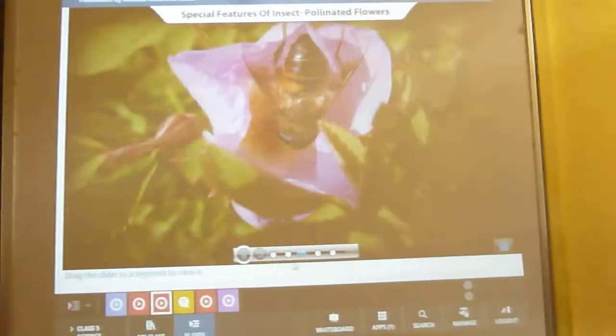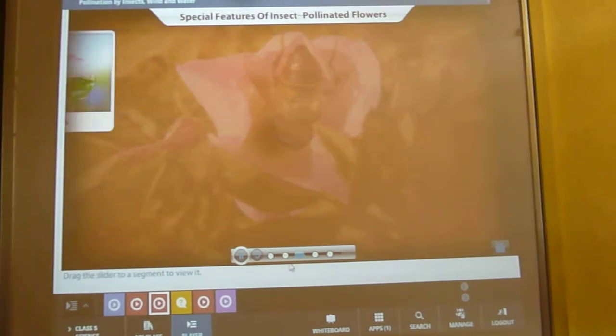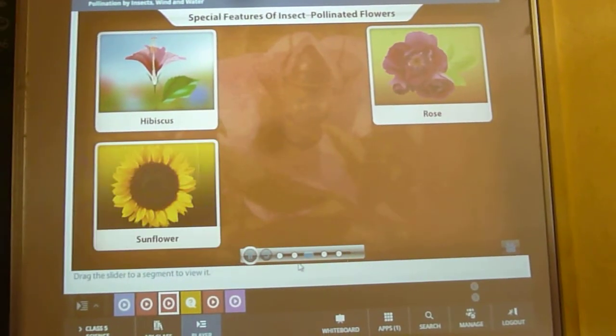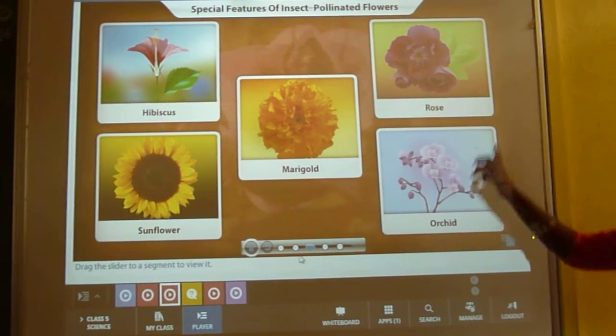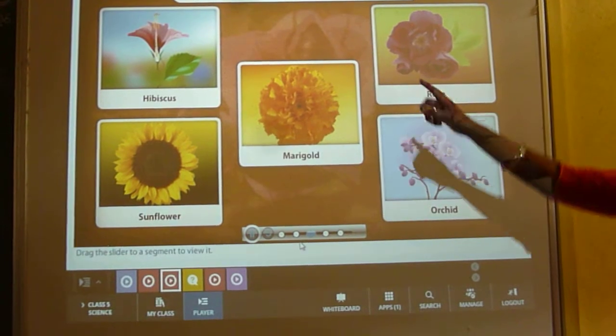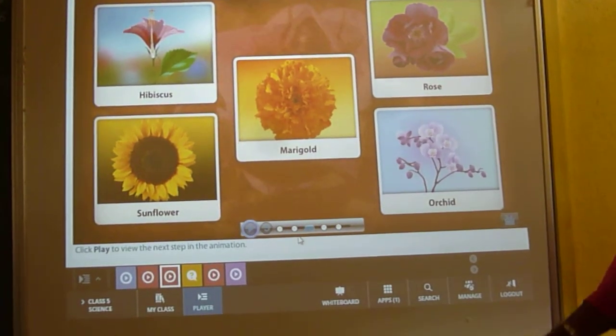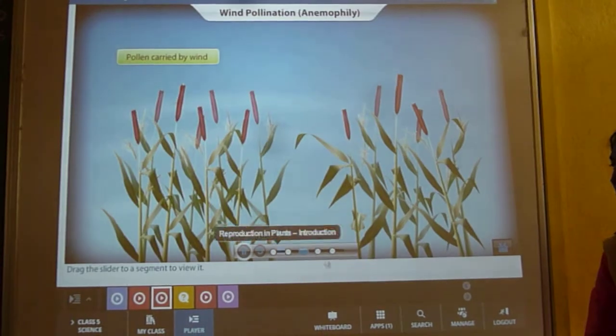Next we'll see some examples of insect pollinated flowers: hibiscus, rose, sunflower, orchid, and marigold. These are the examples of insect pollinated flowers. Next, let us see pollination through wind.